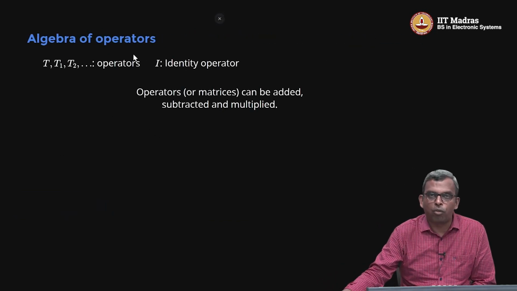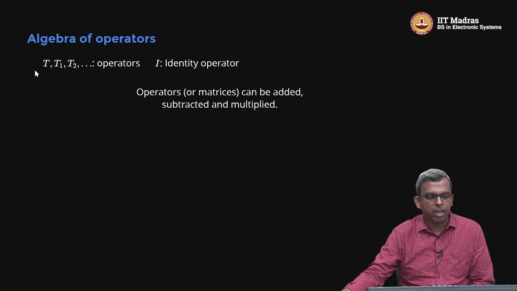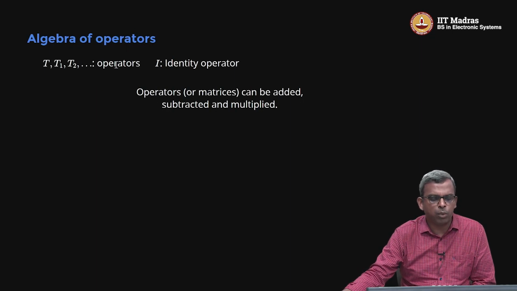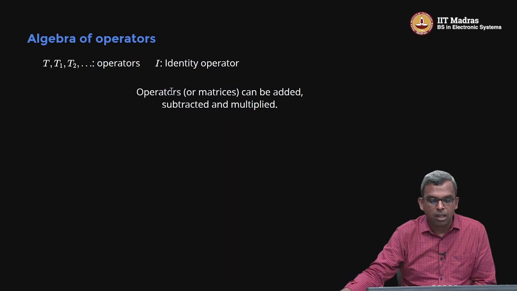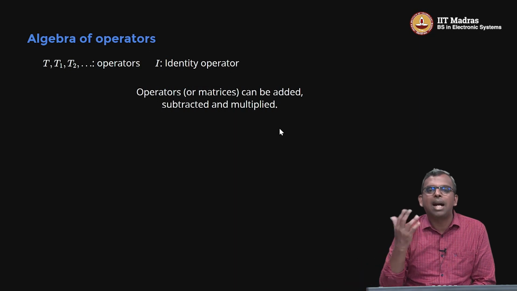First thing is algebra of operators, okay. So, you need to have a little bit of comfort with this. So, if you have a lot of operators T, T1, T2, etc., and I is the identity operator, we have used the identity operator, right, it is just input equals output, okay. So, it turns out operators or matrices, you can add them, subtract them, and you can multiply them. Generally, you can't divide, okay.